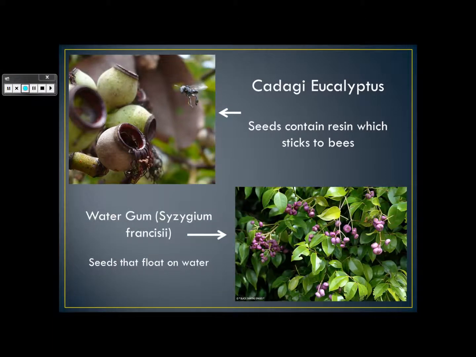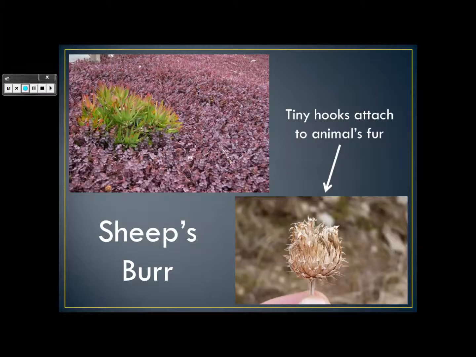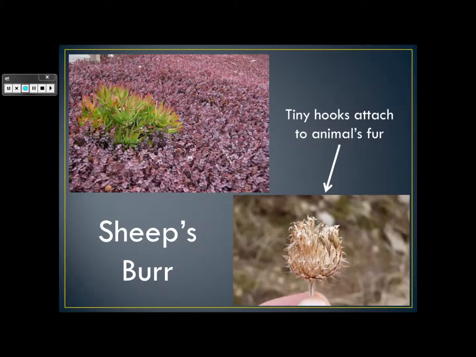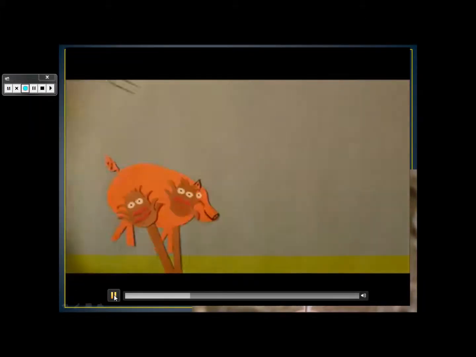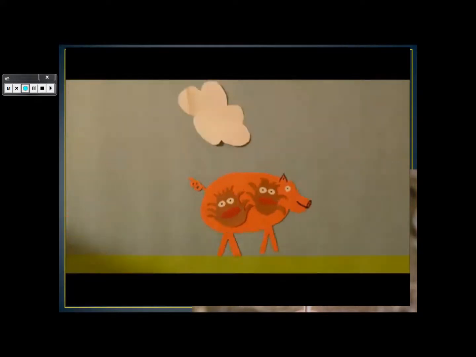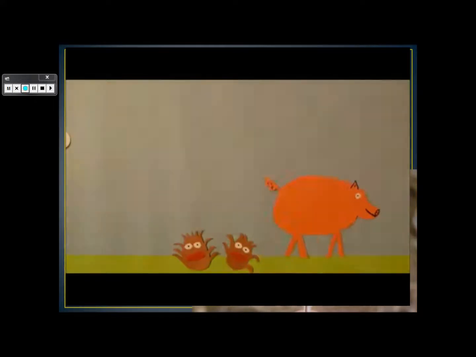The watergum seeds have adaptations which allow it to float on water for large or small distances from the parent plant along rivers or larger bodies of water. Sheepspur seeds have tiny hooks which attach to the fur of animals passing by. The animal, without knowing, carries the seeds on its fur over large distances, and eventually they drop off into the ground.